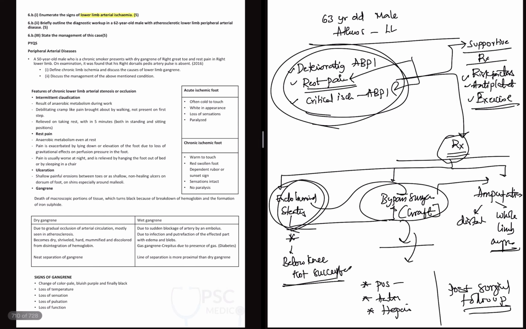So the question here is about what are the signs of lower limb arterial ischemia, what is the diagnostic workup, and what is the management in this case.